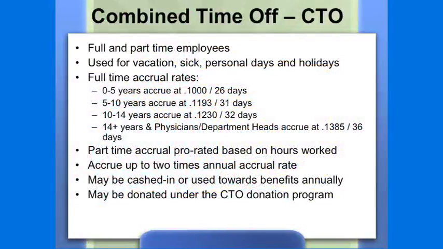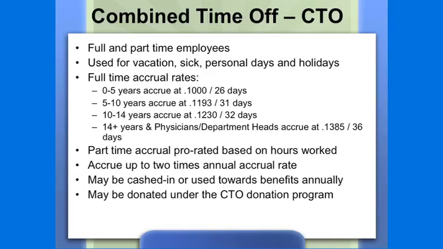Combined time off, or CTO time, is available to full-time and part-time employees. It's used for vacation time, sick time, personal days, and holidays. At the full-time level, you will initially accrue 26 days off annually. After you've been here 5 years, in your 5th through 10th year, you will accrue an additional 5 days, bringing your total annual accrual to 31 days. And after 10 years, 1 additional day, 32 days.